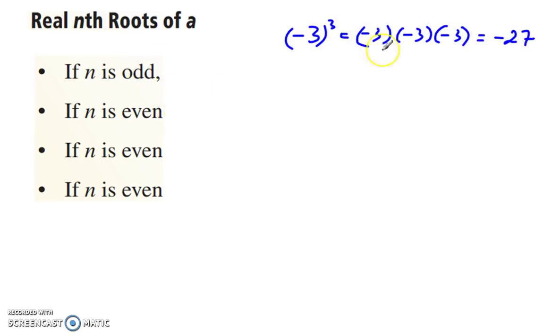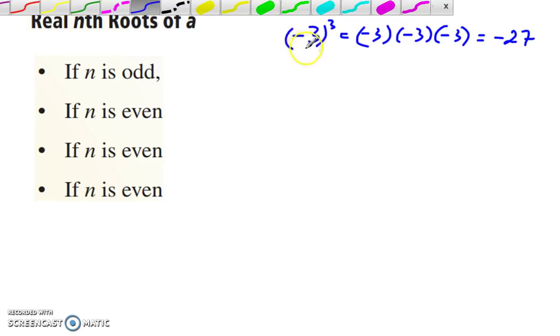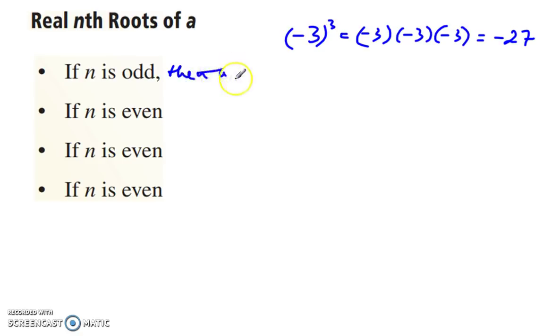So if n is odd, right? If my exponent is odd, or the index is odd, then I'm going to have a negative here if my initial number is negative. If it's positive, my result is going to be positive. So if n is odd, then a has 1 real root, right? Because there's only 1 root that I could have for -27. Okay, then a has 1 real root.